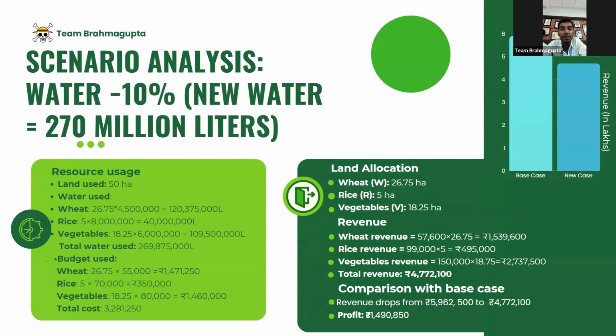Good morning everyone. I am Akash and now I am going to tell you the scenario analysis when the water is 10% less than the base case. In this case we have 300 million liters of water. But if we reduce water by 10%, that is 30 million liters, we will only get 270 million liters. The land. Next.